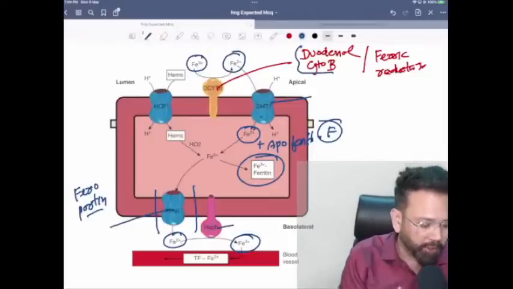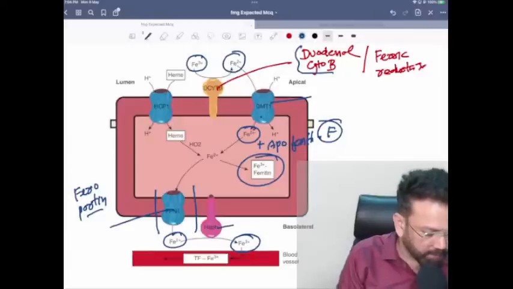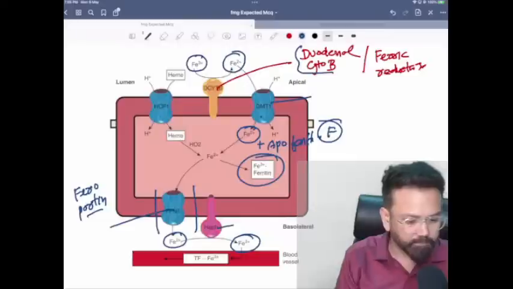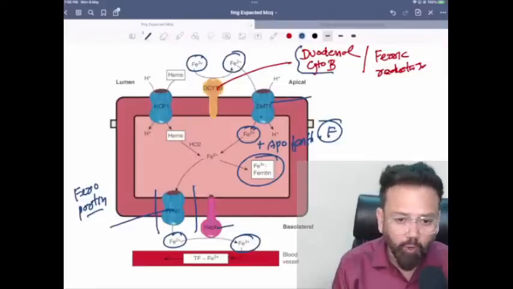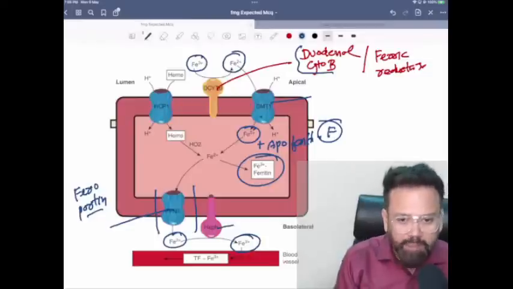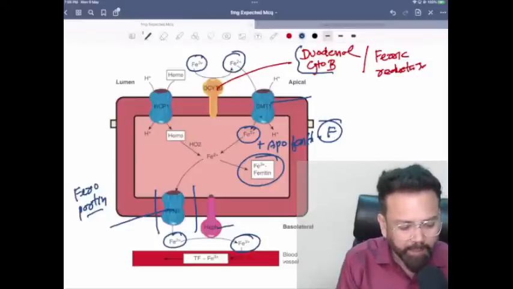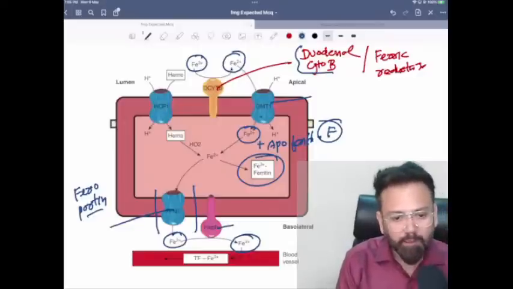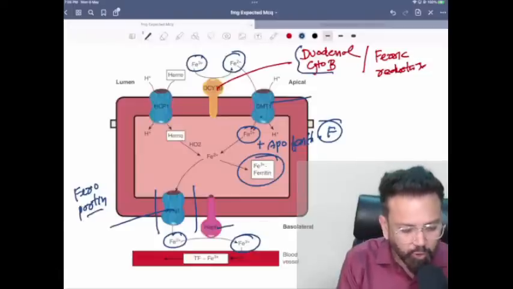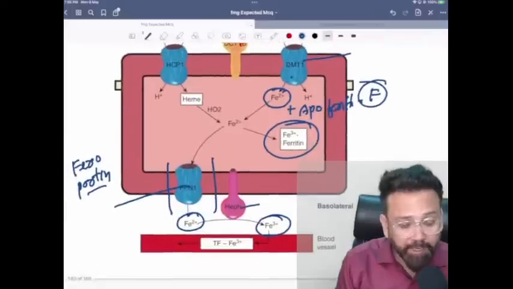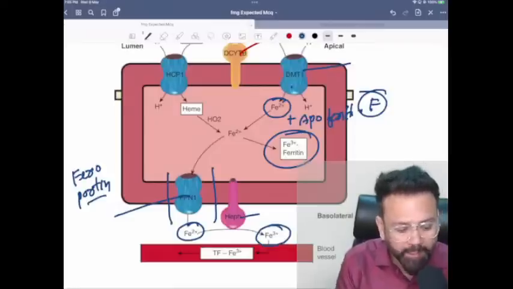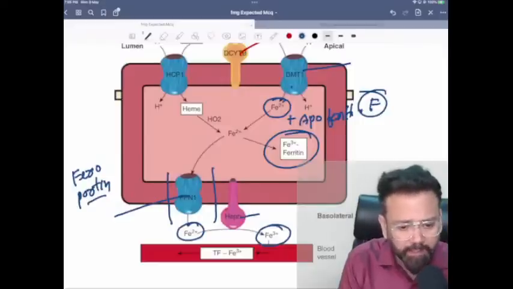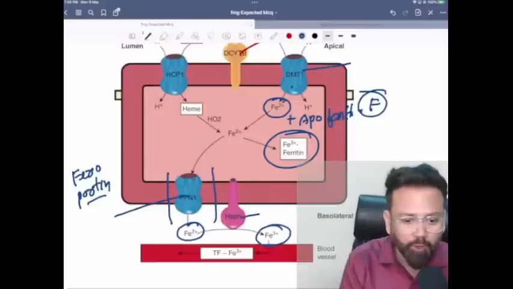These 6 proteins are very, very important for your exam. I hope this is clear. All these proteins are clear. Once again, ferric is converted into ferrous by duodenal cytochrome B. Number 2, this ferrous ion is taken inside the duodenum by divalent metal transporter. This ferrous will combine with apoferritin to become ferritin. This ferrous can go in the blood circulation by which protein? The port. This port is called ferroportin. But before combining with transferrin, it needs to be converted into ferric by a protein called hepcidin.